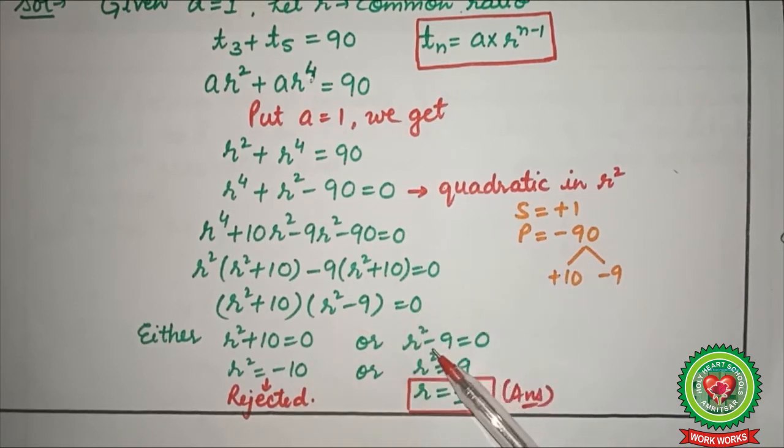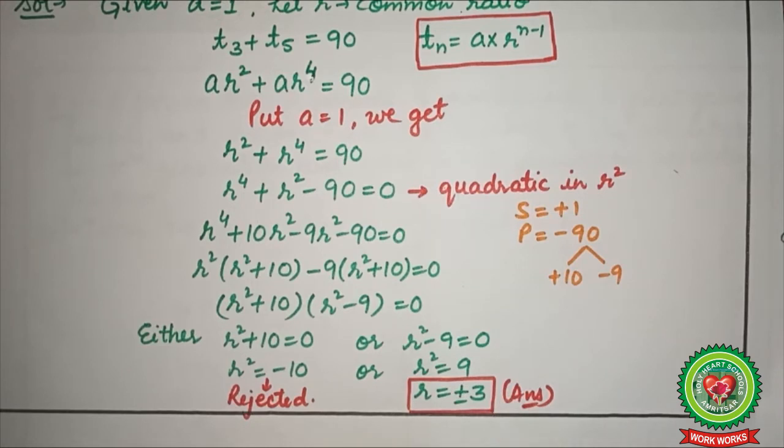Now, from the second factor, R square minus 9 is equal to 0. When you shift 9, you will get R square is equal to 9. When you shift the square, it will become square root. So, we have two values, R is equal to plus minus 3. So, the common ratio will be plus 3 or minus 3.